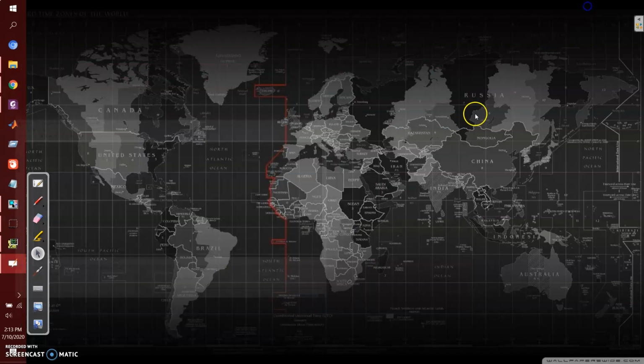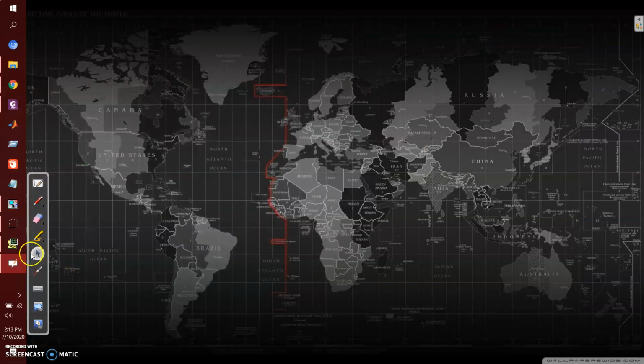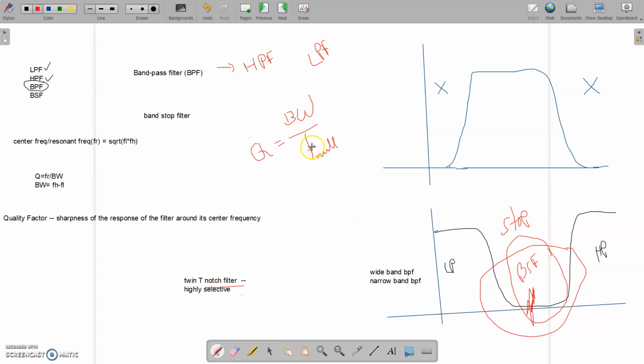So now, as you can see, when you have a very high quality factor, your bandwidth will be very small. That means it will be very sharp, very close to zero. So that is my concept of quality factor. I hope it is clear now.